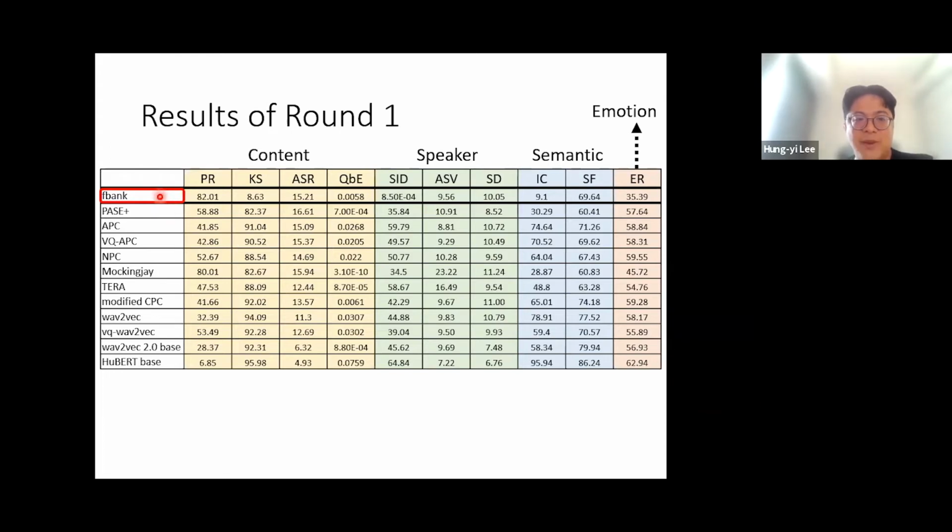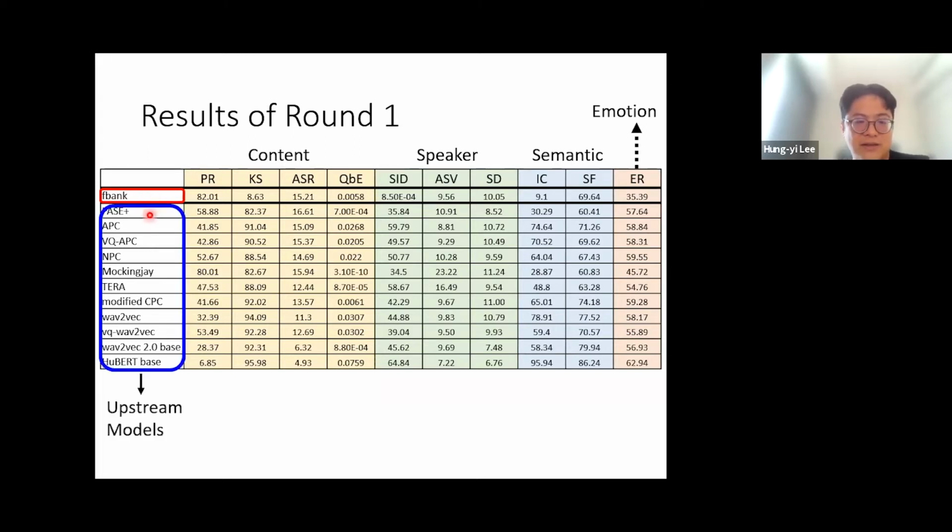And FBank is the result without a self-supervised model. FBank is one way you represent the raw speech signal, and it is widely used in previous work. Some people may have heard of MFCC, which is another feature, but based on my survey, FBank is more popular than MFCC in recent years. So FBank is a widely used way to represent speech, but it's a handcrafted feature.